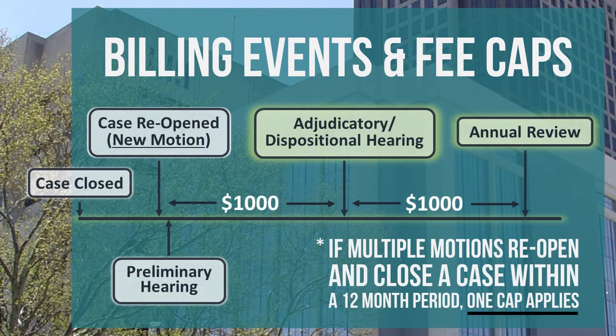Occasionally, a case that was previously closed may reopen due to a privately filed motion or new allegations of abuse, neglect, and dependency. In the event this occurs, the attorney may be reappointed by the court. For billing purposes, these cases function just like a new abuse, neglect, and/or dependency case, with the first billable event occurring at the conclusion of the adjudicatory hearing and additional billable events occurring with each subsequent annual review.